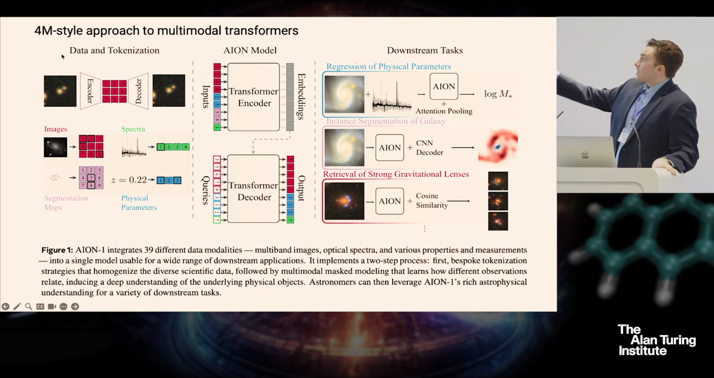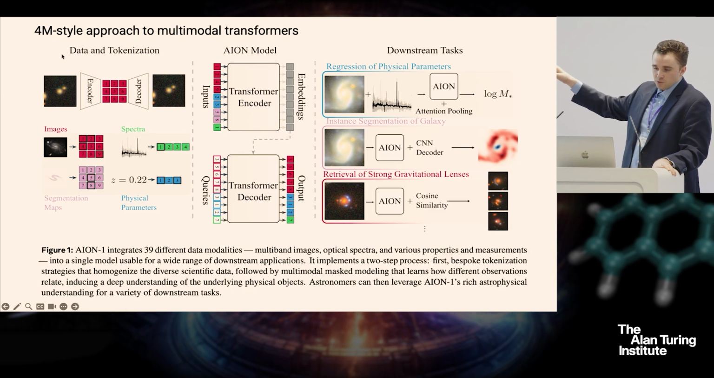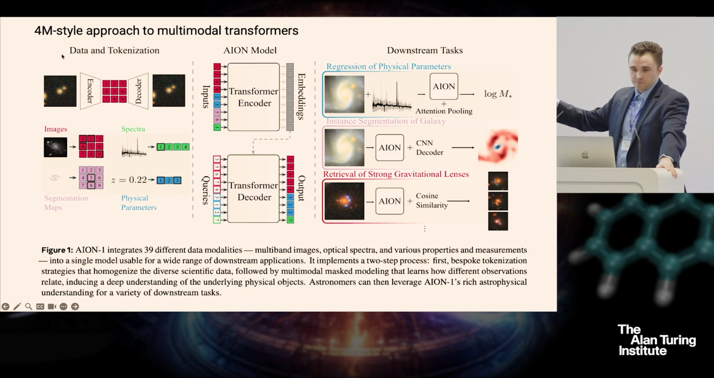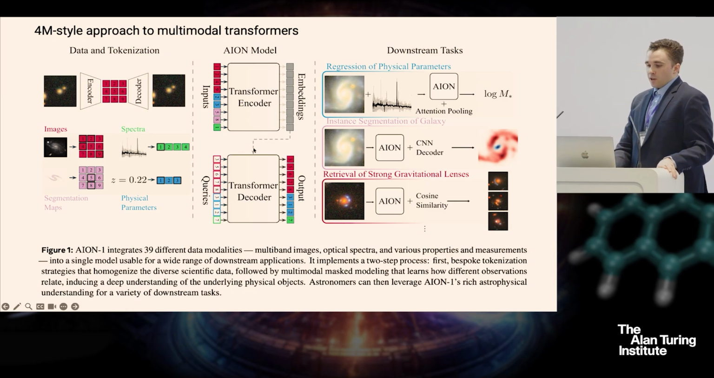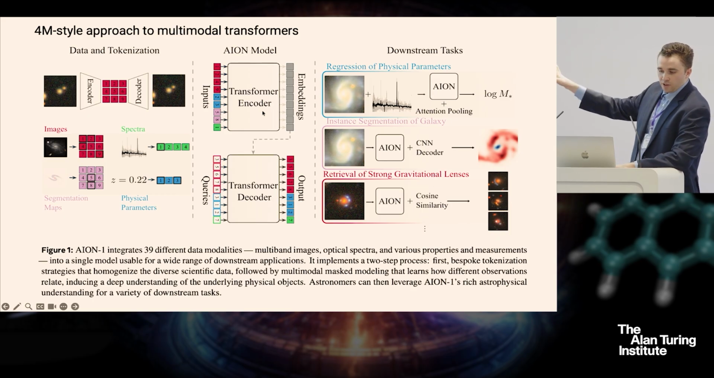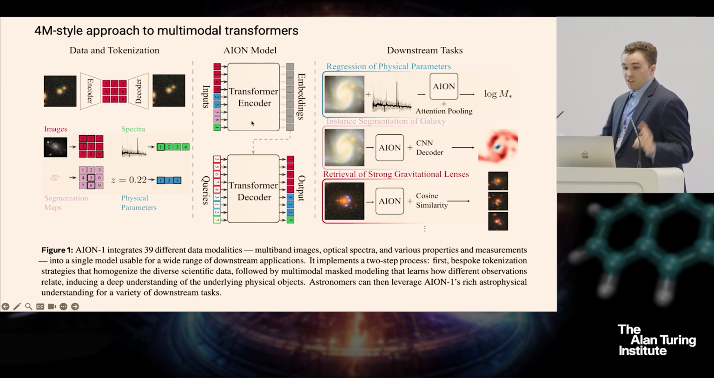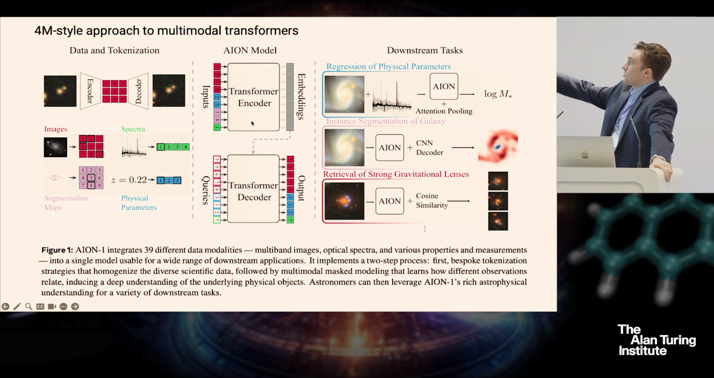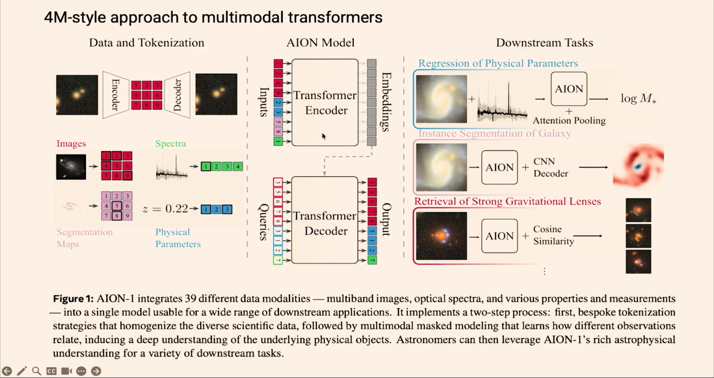So the approach that this uses is called 4M. So it's a 4M style transformer. The way it works is the model itself is an encoder-decoder, so the old school style of transformer. It is trained to predict the missing parts of your data.